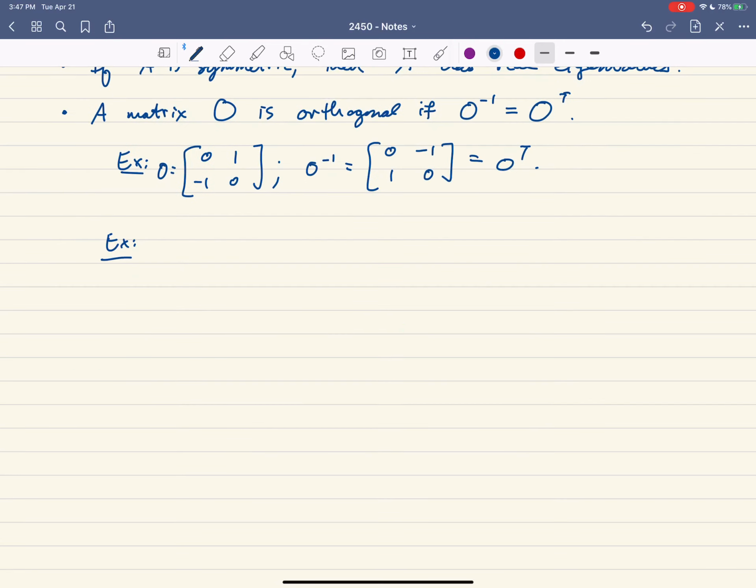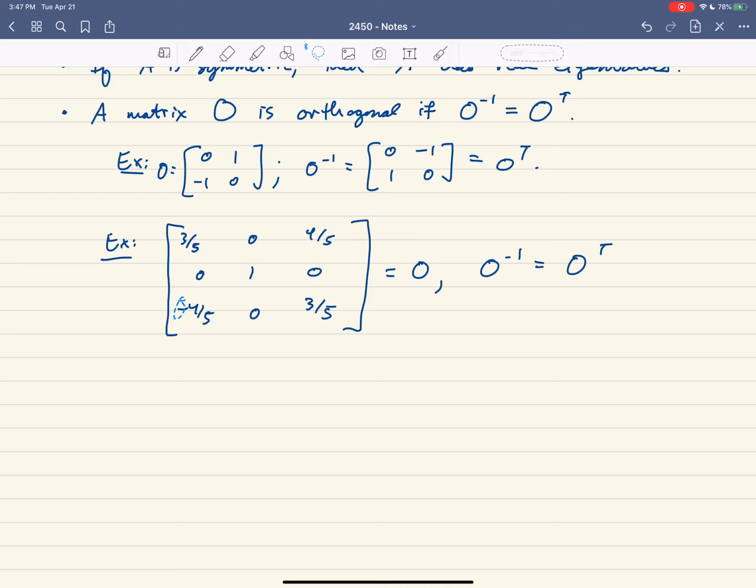A slightly more interesting one is, let's say we have 3/5, 0, 4/5, 0, 1, 0, and negative 4/5, 0, 3/5. Let's say that that's our matrix O. It turns out that O inverse is going to be O transpose. To compute the inverse, all you really need to do is move this negative up. So that's the inverse: 3/5, 0, and negative 4/5, and the rest will be the same. So that's also an orthogonal matrix.